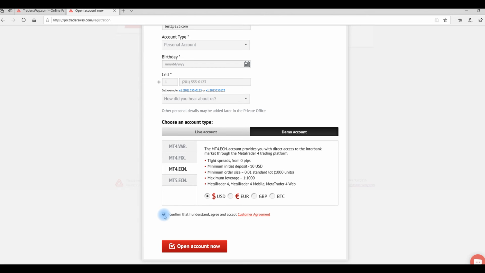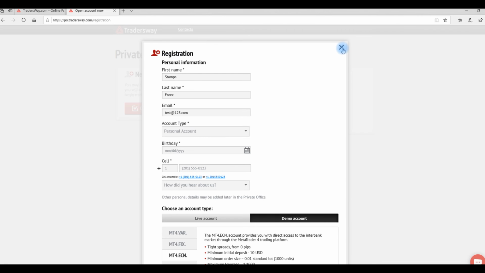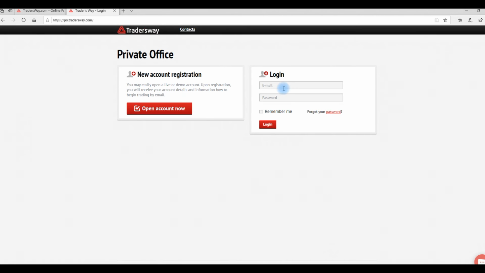Hit this button to confirm you understand, agree, and accept the customer agreement, and open that up and read it. It's a PDF document. So after you've read that, check the box, click open account. It is going to send you an email to confirm your accounts. And I believe the username is your email address. Once you come back here, you would use your email address, and then they send you your password. So they will actually email you your password, and then you log in to your back office.